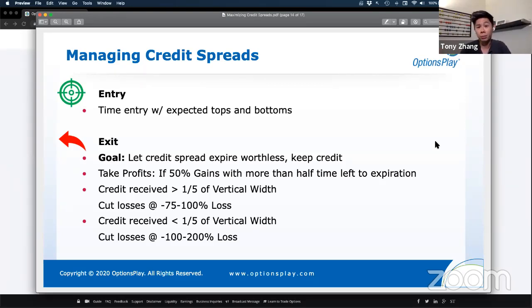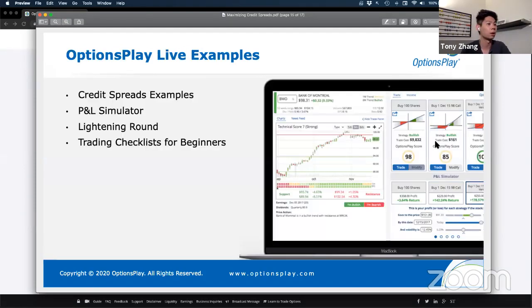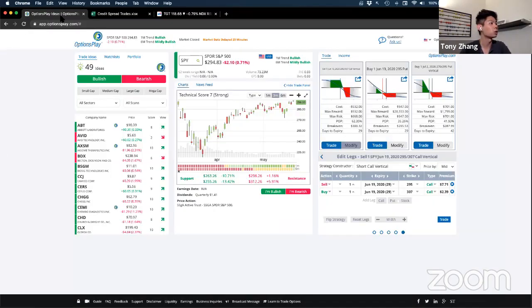I hope that this was a comprehensive view into how to utilize credit spreads. But I do have a couple of examples to show you before we open this up for Q&A. I want to show you, number one, again, how to find and utilize OptionsPlay to analyze your credit spreads.